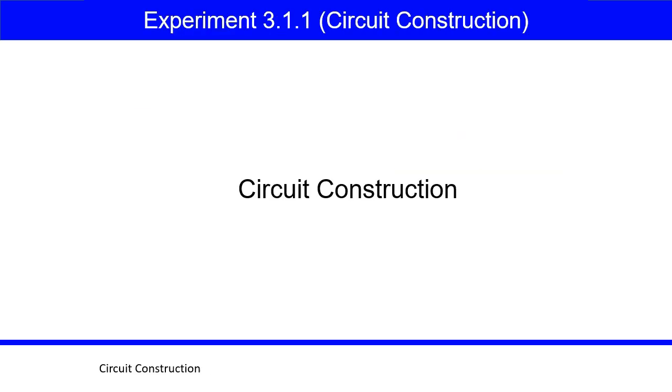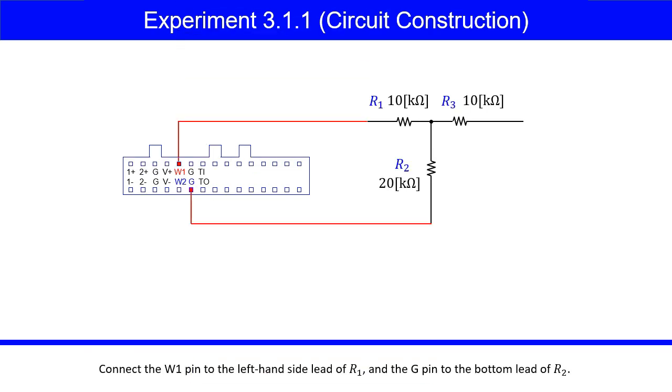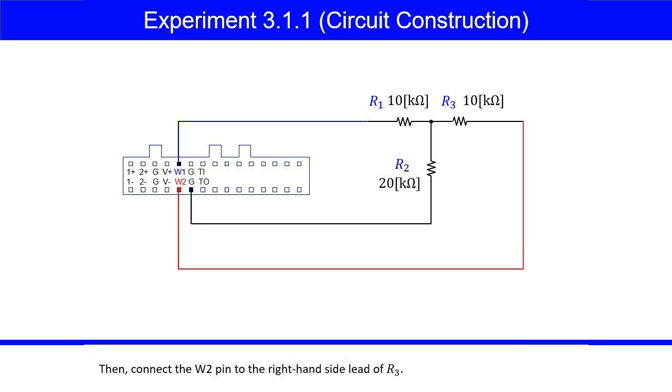Circuit construction. This is the pinout of the ADALM2000. This instrument has two pins, W1 and W2, which can output DC voltages. Connect the W1 pin to the left-hand side lead of R1, and the G pin to the bottom lead of R2. Then, connect the W2 pin to the right-hand side lead of R3.